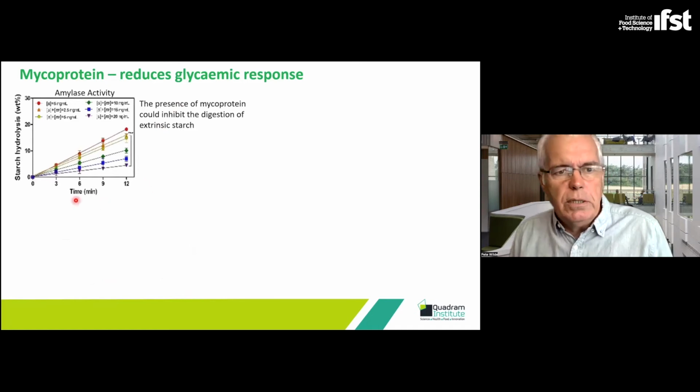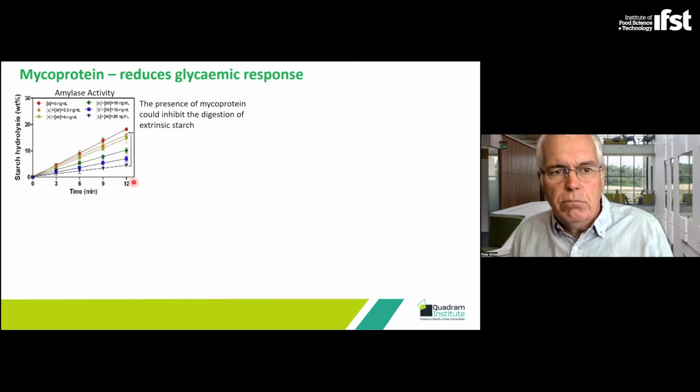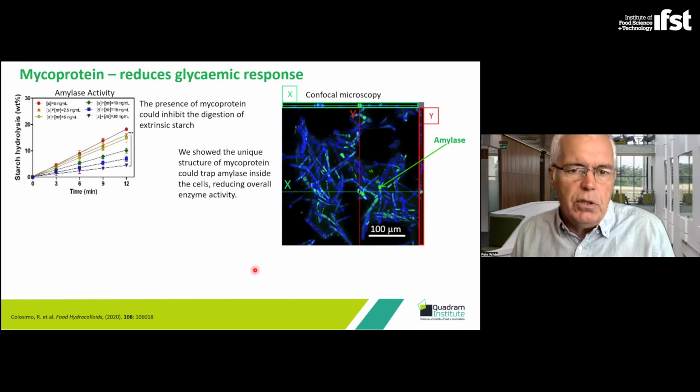We showed that the presence of increasing amounts of mycoprotein actually inhibits starch hydrolysis and inhibits the enzyme in the meal, in the digester. And we found that the enzyme amylase, which breaks down starch, actually diffused inside the fungal cell walls and was trapped there, and so it couldn't actually get to the starch which was in the continuum, and reduced the overall activity of the digester.